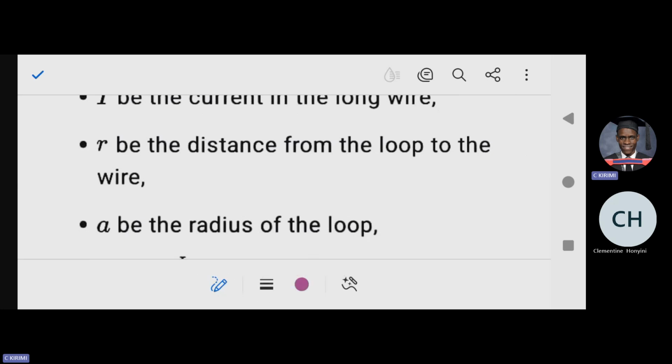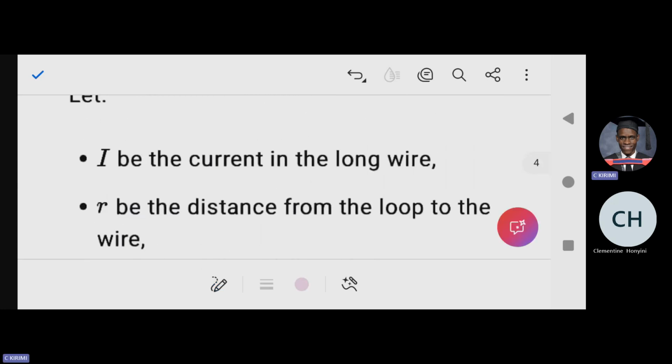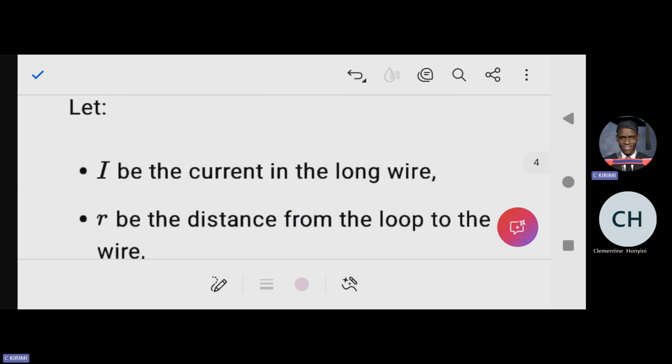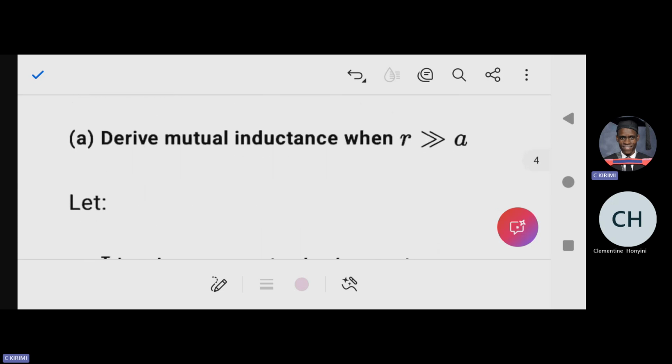So what we are confirming is that a is the radius of the loop, isn't it? And then r is the distance from the loop to the wire, and I is the current in the long wire. When you are deriving, I've shown you where this is coming from. It's much larger, that's how you represent it in terms of those symbols: greater than, less than, much larger, you write it like that.